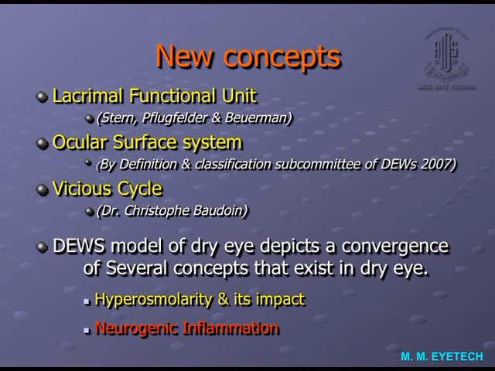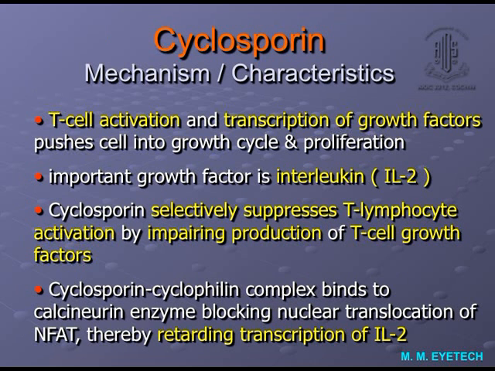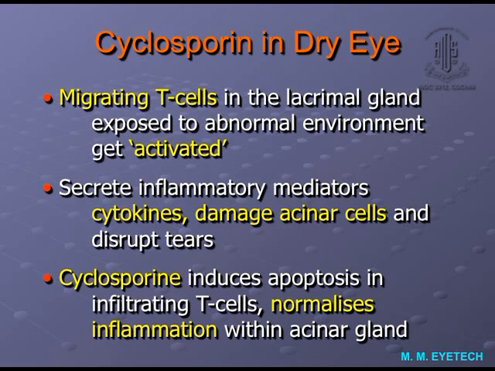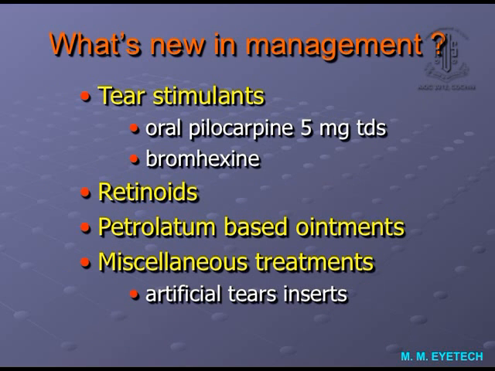The other concept that has got introduced is the concept of inflammation of the ocular surface. And for that, cyclosporin is now extensively being used. We know that cyclosporin is a T-cell inhibitor. It actually inhibits the interleukin IL-2, which is one of the factors which causes the T-cells to multiply and become activated, which is fundamental to the inflammatory cycle of the ocular surface. So these migrating T cells which get activated and then secrete cytokines and damage the acinar cells get suppressed, and the cyclosporin induces an apoptosis and normalizes the inflammation within the acinar gland.